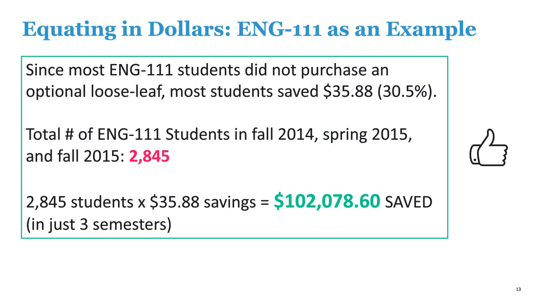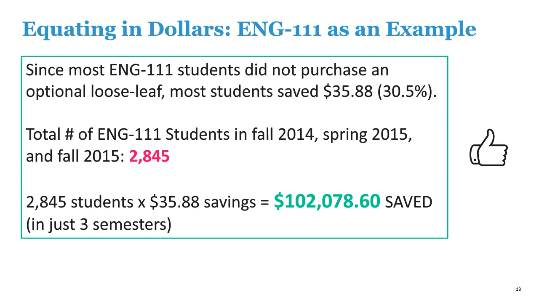So I wanted to show you what the cost savings has been in English 111 based on changing from printed to digital. Most English 111 students do not purchase a loose leaf, which I think is pretty true to the rest of the school, because English 111, of course, is a gateway course, so it encompasses most of our students, if not all. And because they were not buying a loose leaf and we went from print to digital, when we first rolled this initiative out, they were saving $35.88, or 30.5%, on their textbook.